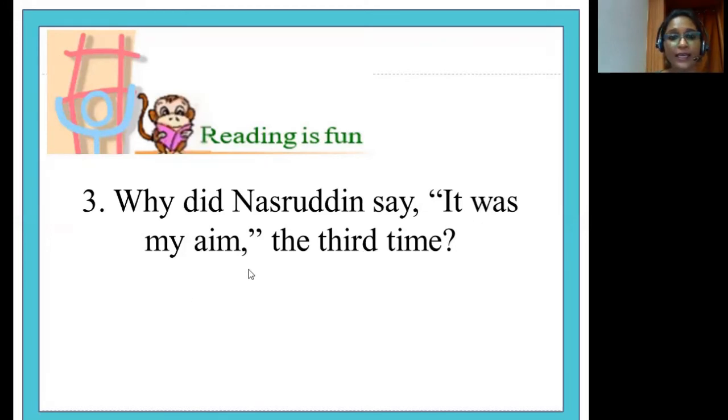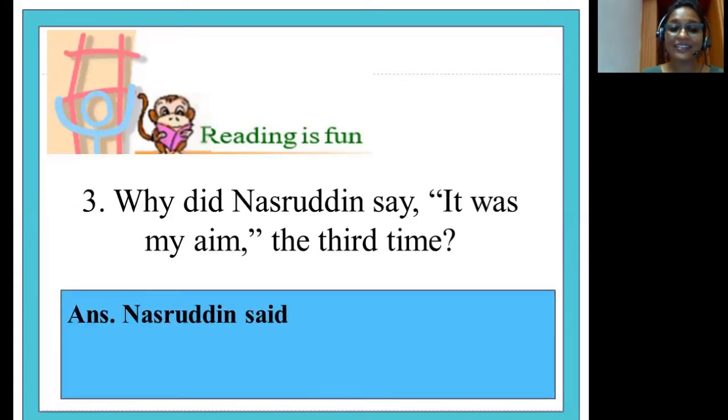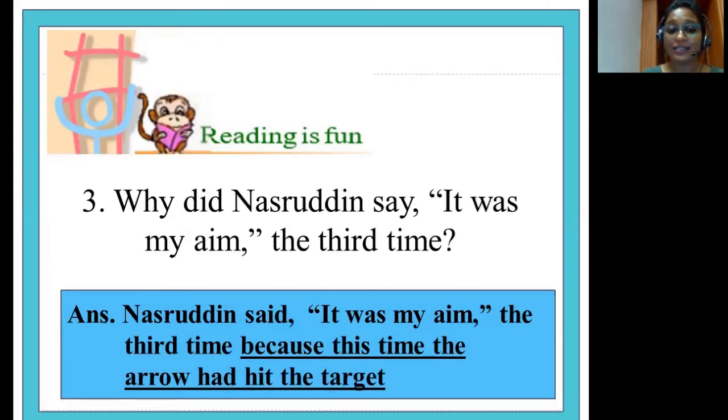The next question included under the heading Reading is Fun is, why did Nasruddin say, "It was my aim," the third time? Remember, children? Nasruddin said, "It was my aim," the third time because he had hit the target this time. So, children, we can write down the answer. Nasruddin said, "It was my aim," the third time because this time the arrow had hit the target.